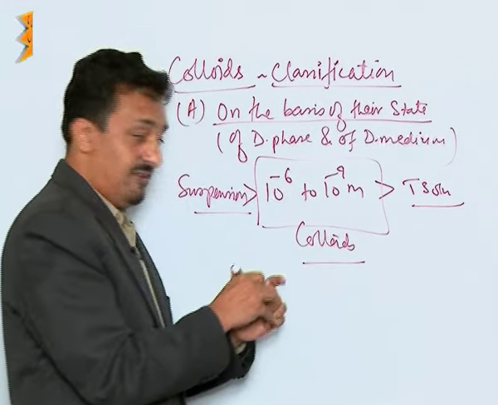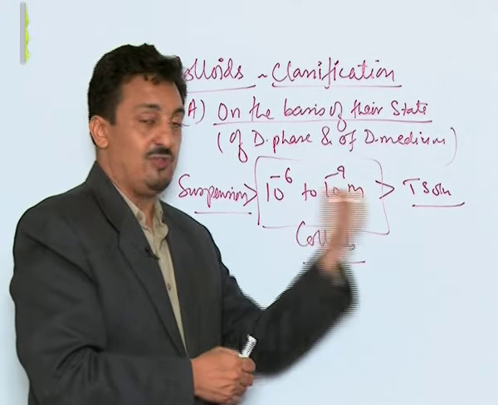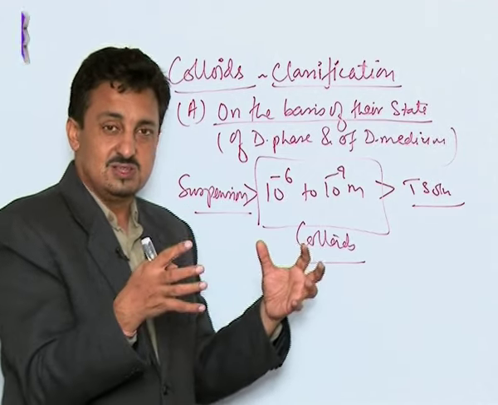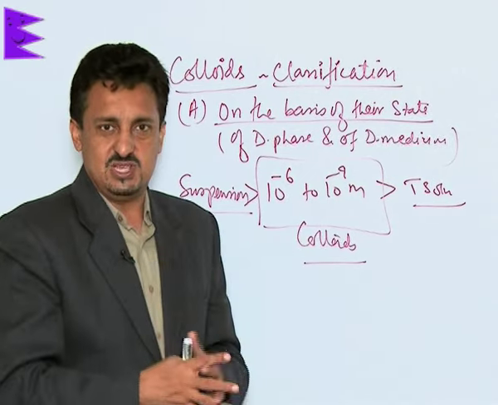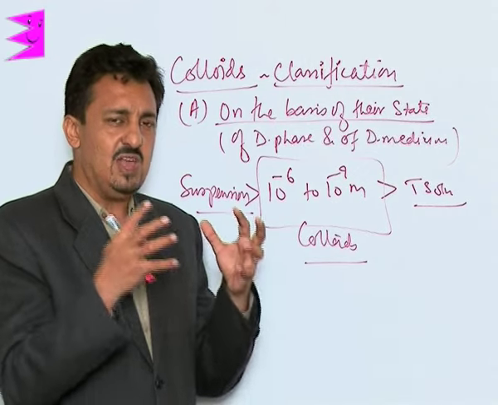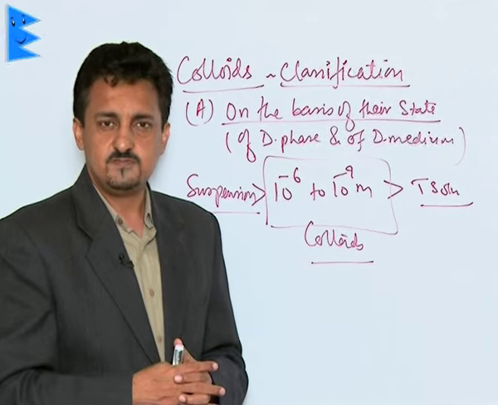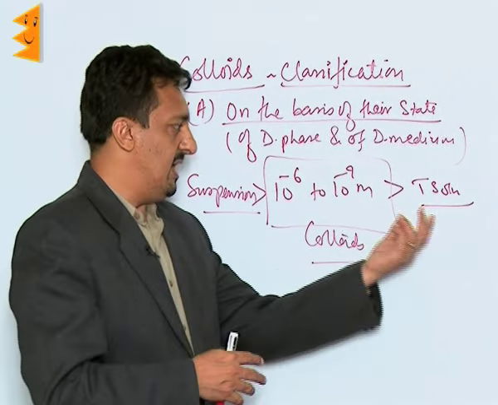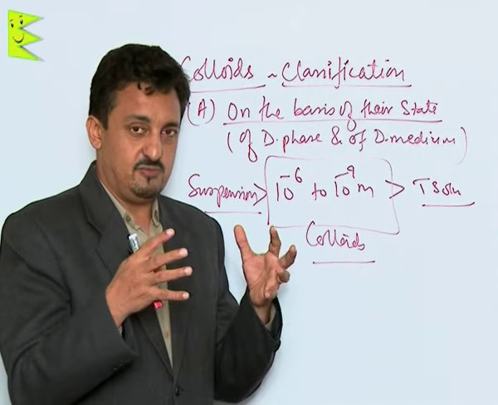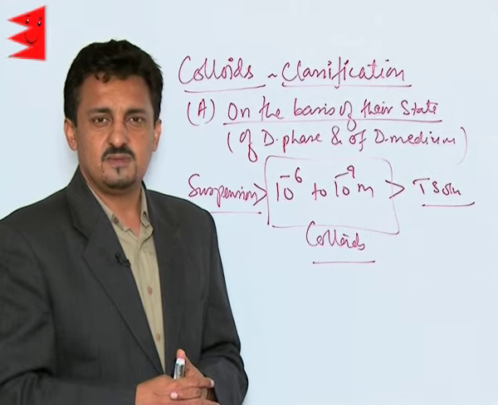Now if we consider particles of this range, we find that they are large enough compared to true solution particles. Since they remain dispersed in the medium, they have very large surface areas. And due to this large surface area, they show certain very peculiar properties which are their characteristic features, which we can't find in any true solutions or suspensions. Due to these characteristic properties, we are studying them in this chapter called surface chemistry.